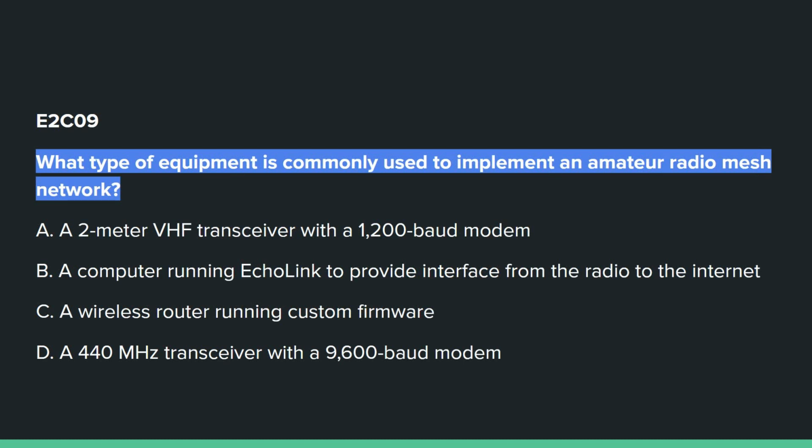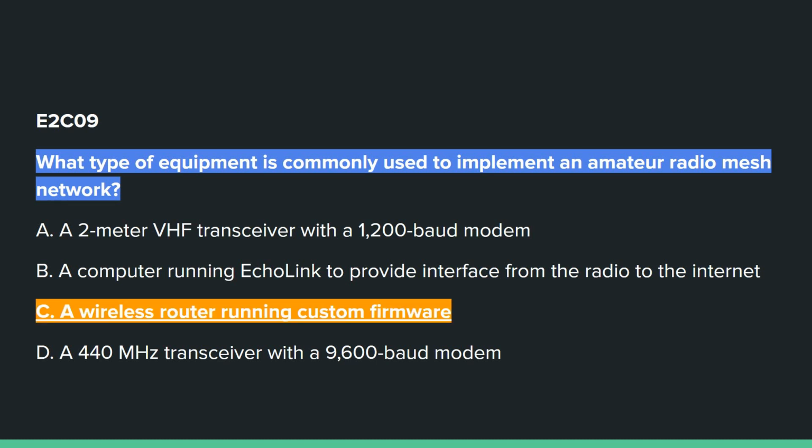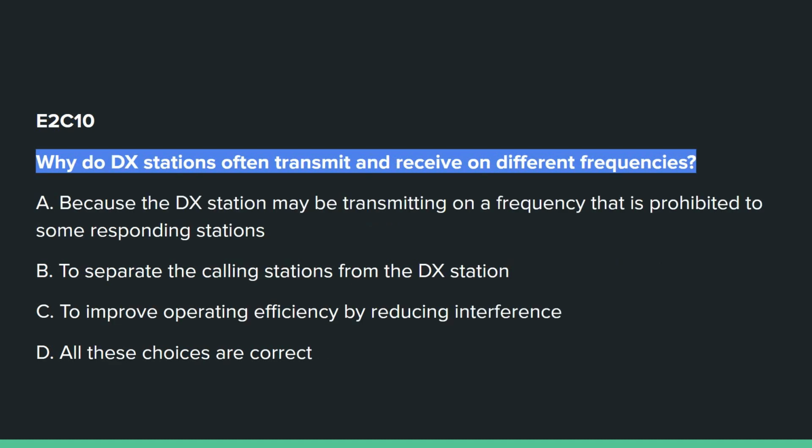E2C09, what type of equipment is commonly used to implement an amateur radio mesh network? C, a wireless router running custom firmware. E2C10, why do DX stations often transmit and receive on different frequencies? And the answer is D, all of these choices are correct, which is A, because the DX station may be transmitting on a frequency that is prohibited to some responding stations, B, to separate the calling stations from the DX station, or C, to improve operating efficiency by reducing interference.